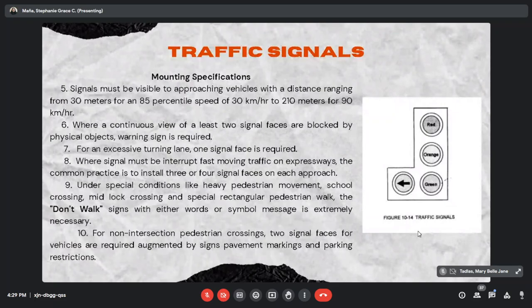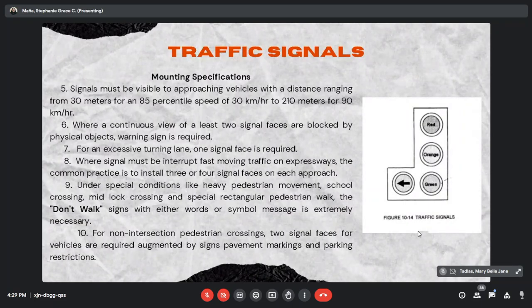Under special conditions like heavy pedestrian movement, school crossings, midblock crossings, and special rectangular pedestrian walk, the don't walk signs with either words or symbol message are extremely necessary. For example, in schools, where students run across, a don't walk sign is needed. For non-intersection pedestrian crossings, two signal faces for vehicles are required, augmented by signs, pavement markings, and parking restrictions.